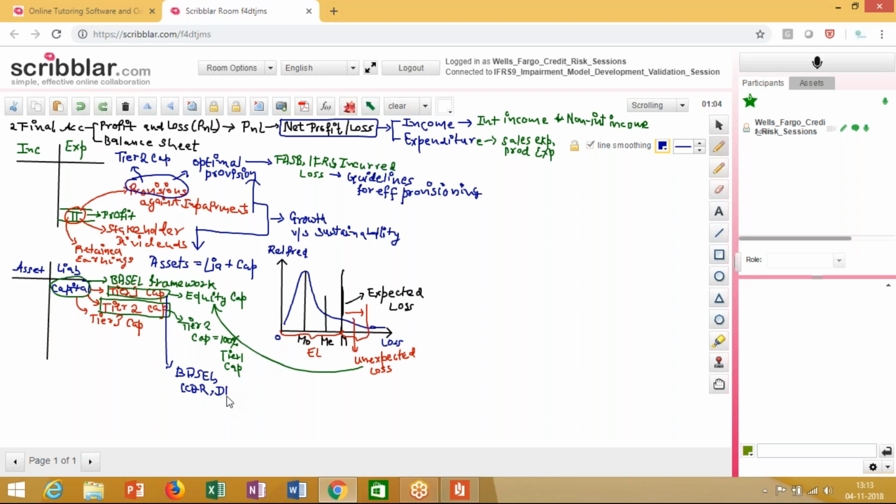Whereas IFRS 9, FASB, and other regulations are more targeted to ensure that your provisions are adequate, in your P&L statement, which is in fact a component of your tier 2 capital. So the scope of these two sets of regulations is absolutely different, and they cannot be compared by saying that Basel is better, or IFRS 9 is better than Basel. It's like comparing apples and oranges.